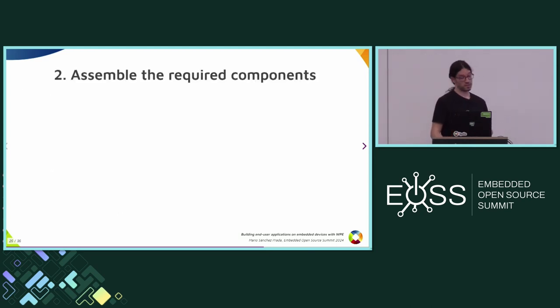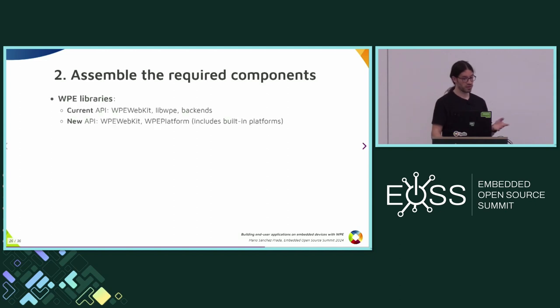The second part is to assemble the required components. The first obvious one is that you need the WPE libraries. The current API has three components, as we saw before: WPE WebKit, which is the port, the libWPE component, which is the glue between that and the backends, and then the backends.